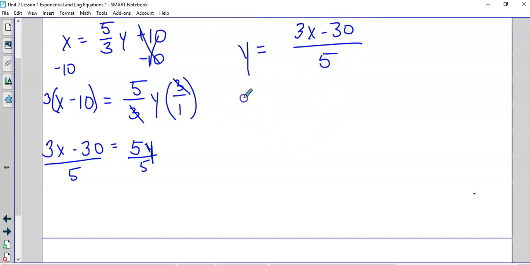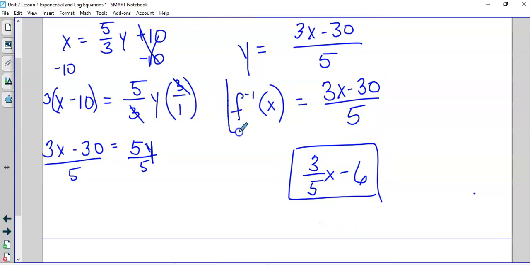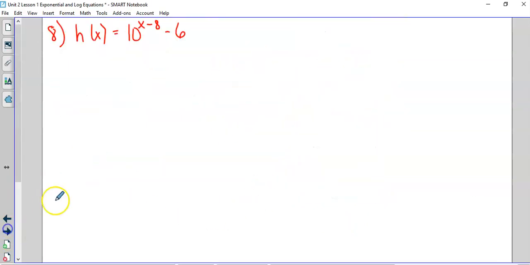You can leave it like that, but I would like to see you rewrite it in inverse notation. If you wanted to rewrite it where you didn't have this whole thing over the 5, you could rewrite it as 3/5 x minus, and then 30 divided by 5 is 6. So that's another possibility. But this one I would count correct as well. Okay, so that was the first section.